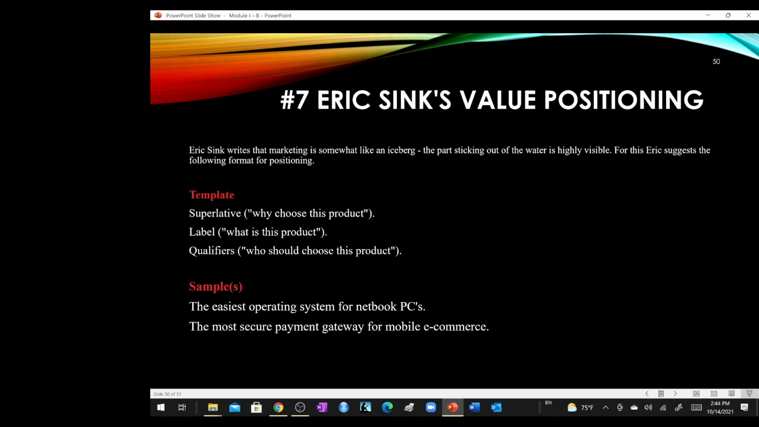Template number 7. This template is talking about why choose this product, what is the product, and who should choose this product. In fact, who should be at the top? The easiest operating system for notebook PCs. The most secure payment gateway for mobile e-commerce. I don't like the most and the easiest because they are overused a lot. But if you know that you are, then probably you could claim it.